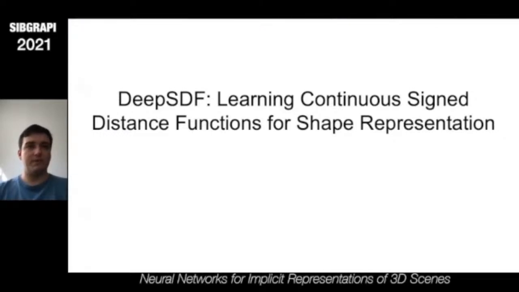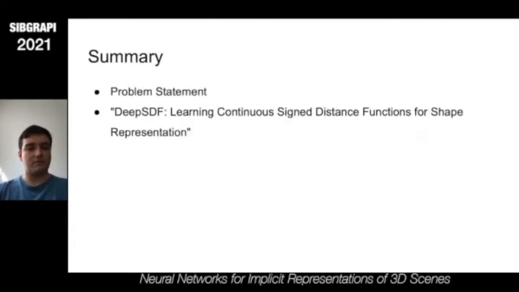I will present DeepSDF, Learning Continuous Signed Distance Functions for Shape Representation, by Park and others, published in 2019. I will first talk briefly about the problem statement and some key concepts necessary to understand the work, and then I will present the approach proposed by Park to try and solve this problem.